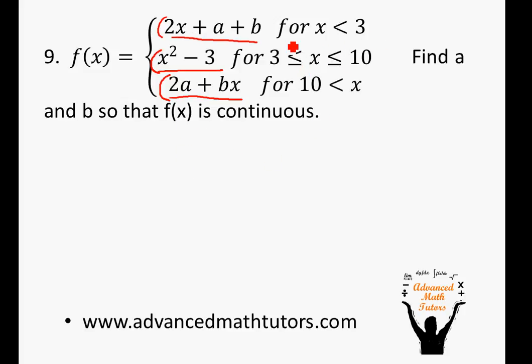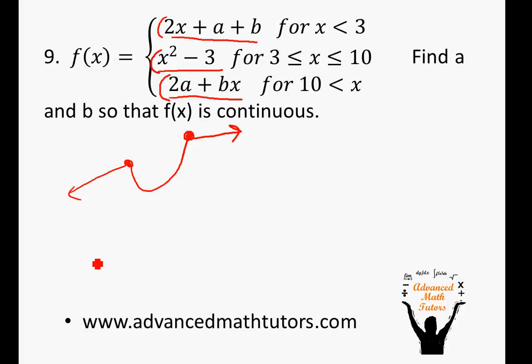So for instance, the graph of f of x is going to be 2x plus a plus b, a line, all the way up until x equals 3. And once we get to 3, it's going to jump to x squared minus 3. What we want to happen is that there is no jump. We want 2x plus a plus b to end exactly where x squared minus 3 picks up, so that there is no jump. We want them to connect, like maybe 2x plus a plus b looks like that, and then x squared minus 3 would fill in the hole, and be a parabola up until you get to 10, and then 2a plus bx would hopefully be another line that just goes off like that, so they're connected.